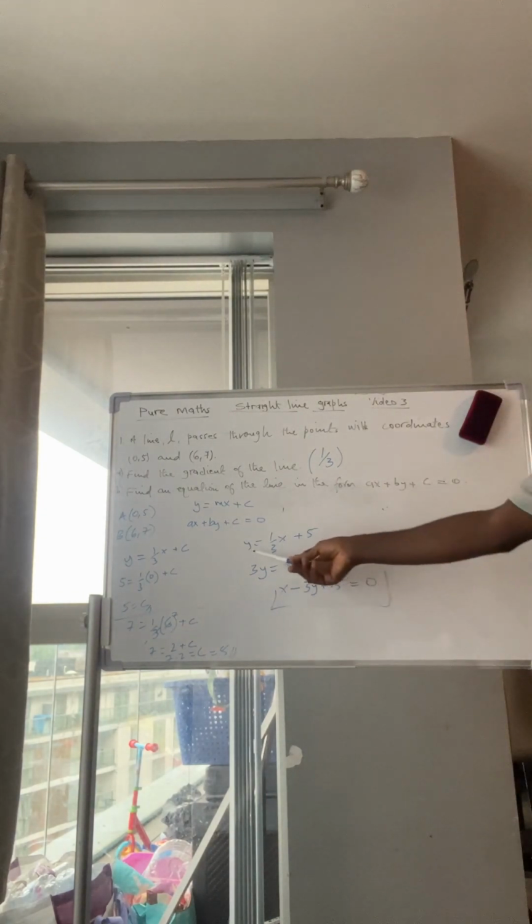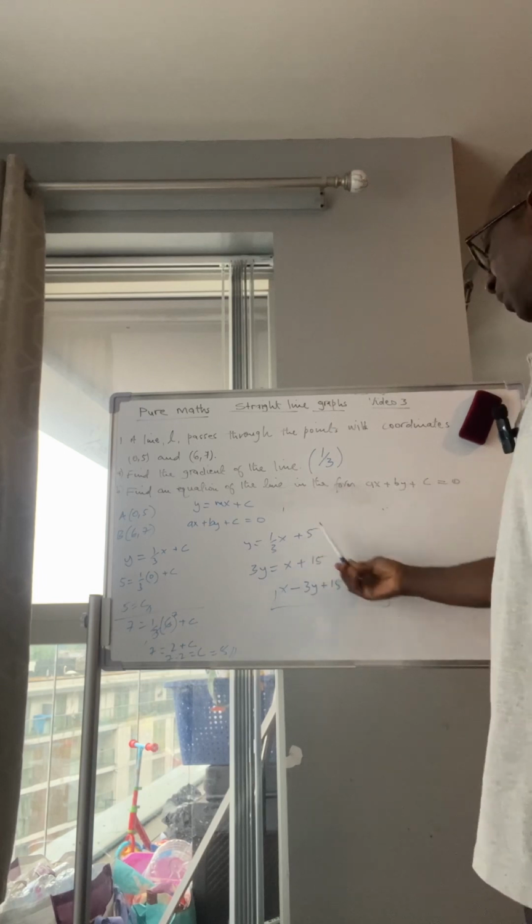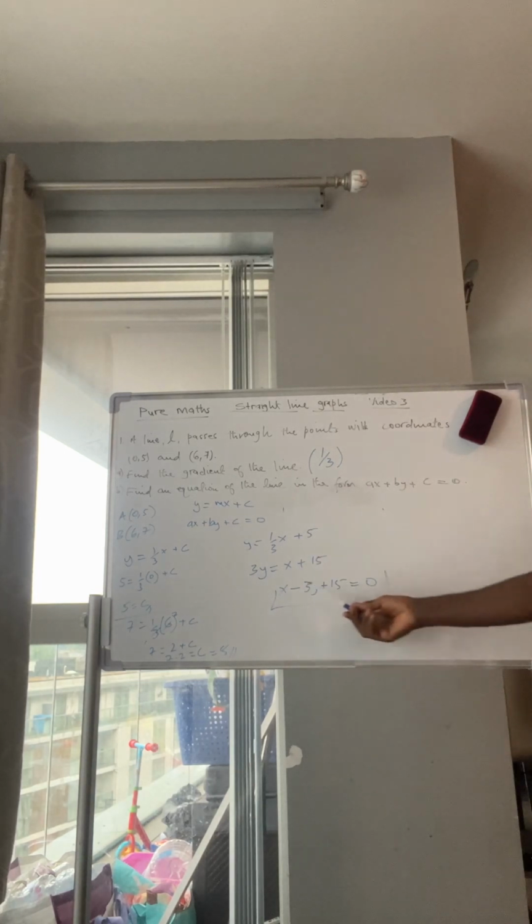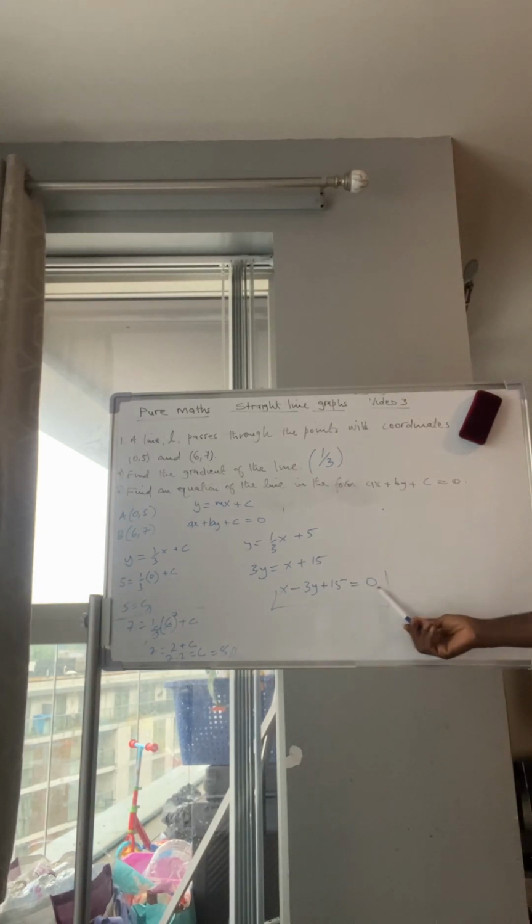I hope you know how to manipulate fractions, what I've done here. So this is the equation, x minus 3y plus 15 equals 0.